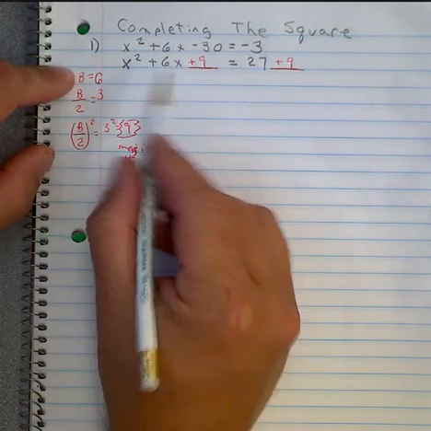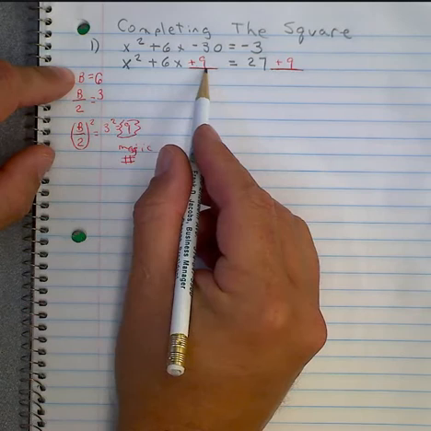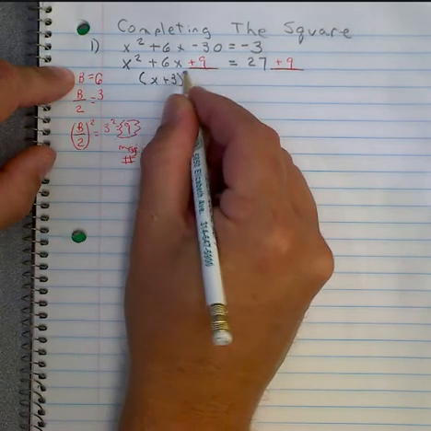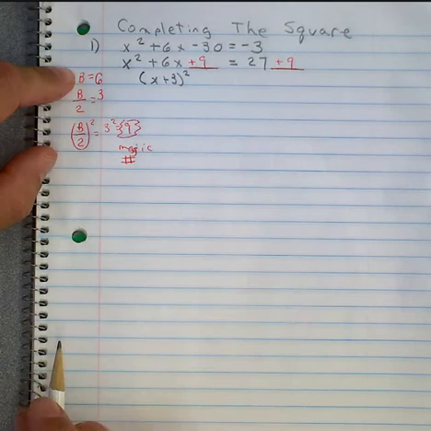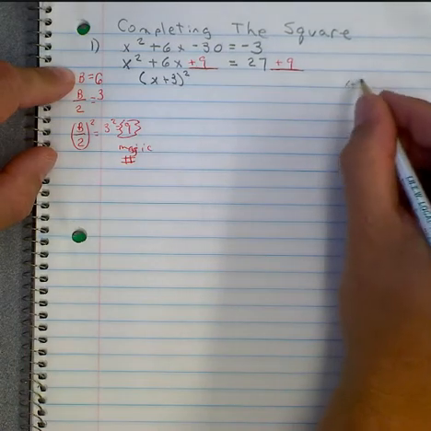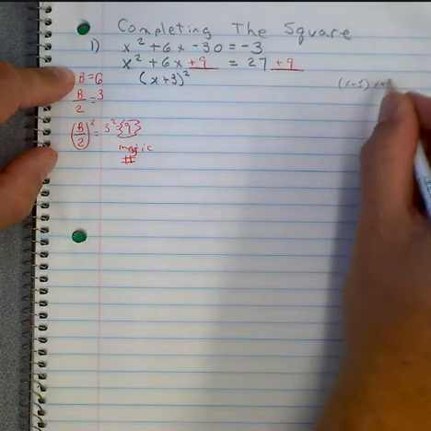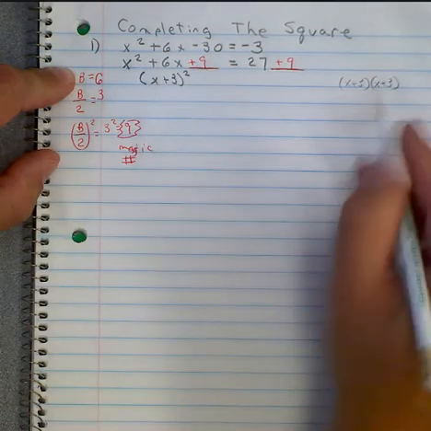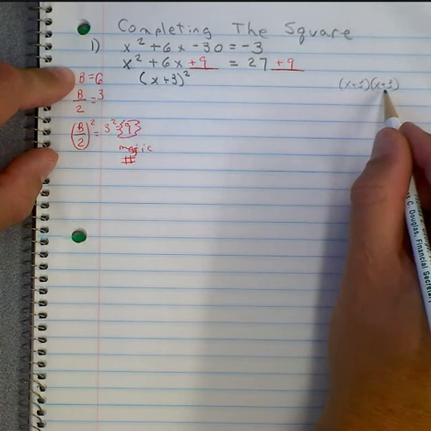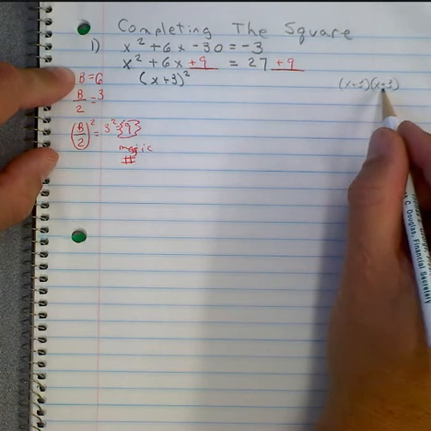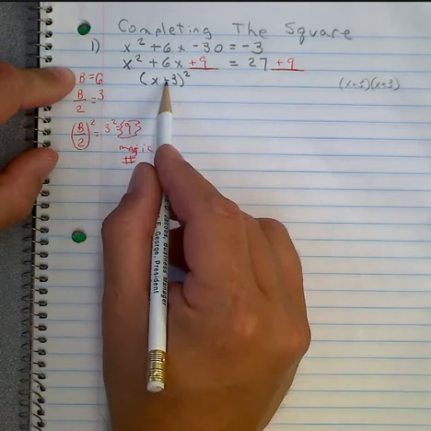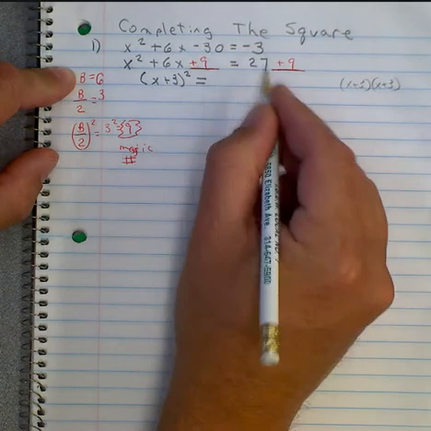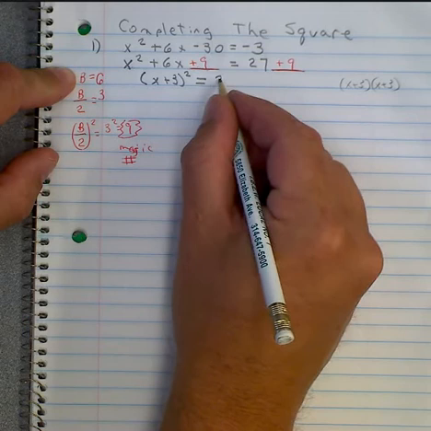This part right here, this trinomial, is now factorable. It'll become x plus 3 squared. Because it is really true that x plus 3 times x plus 3 equals x squared plus 6x plus 9 if I FOIL this out. So all I've done is factor this into what it equals. Equals 27 plus 9, I guess that's 36.